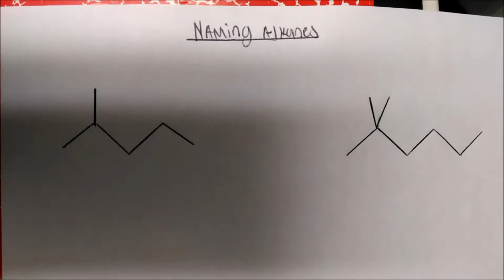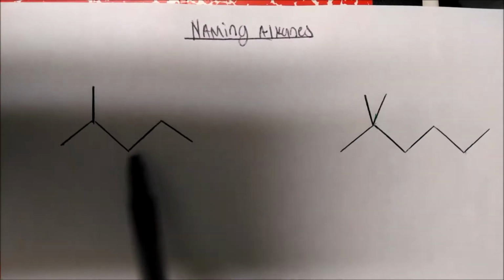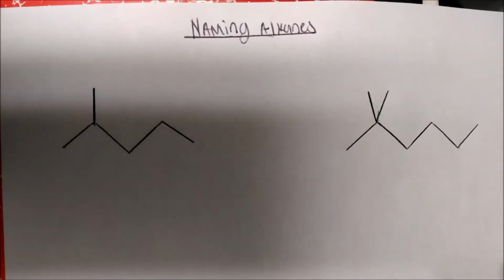So, naming alkanes. The first thing that will be helpful is to just know your 10 alkanes: methane, ethane, propane, butane, pentane, etc. You need to know up until decane. You're going to have to remember those because those are your parent alkanes. So let's look at this, and we're going to go through the rules as we name these.